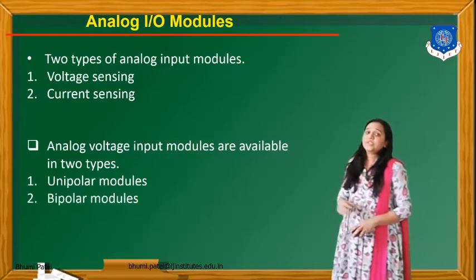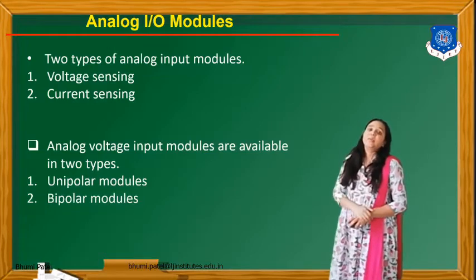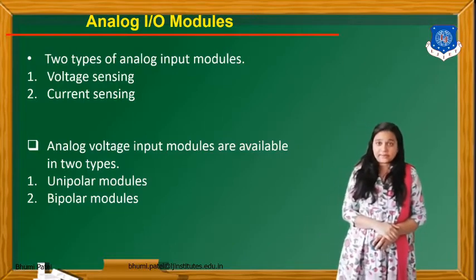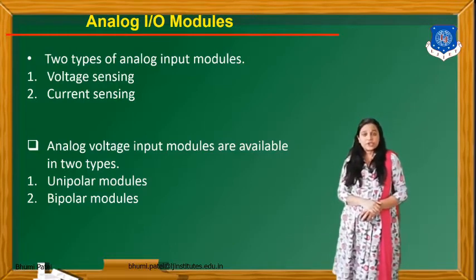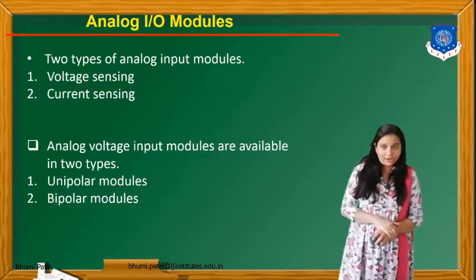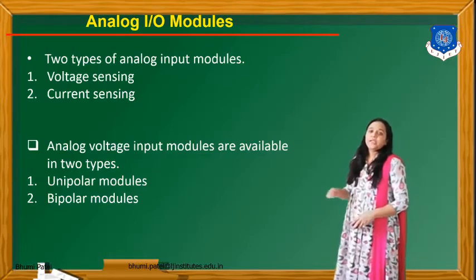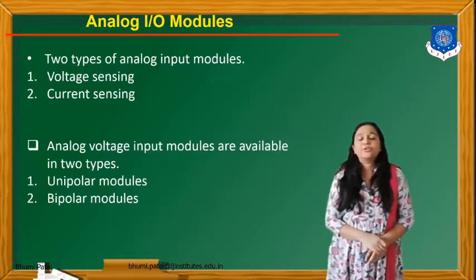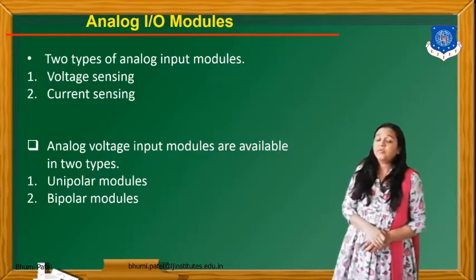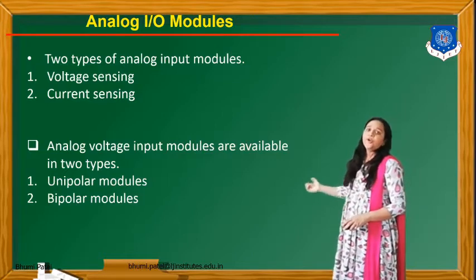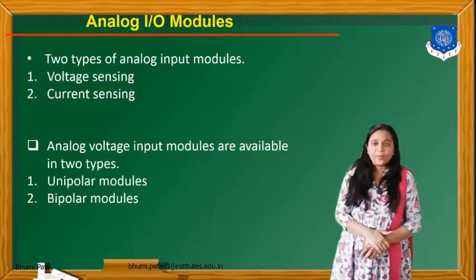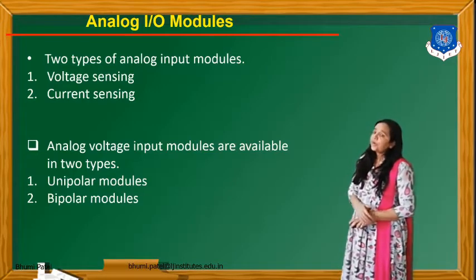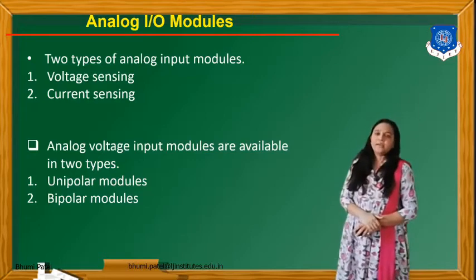Now the next module is the bipolar module. In bipolar modules, the input connection is in two directions. If we apply plus or minus 5 volt to the system, then we connect the analog input module in the bipolar direction. So depending upon the system, we have two options: unipolar and bipolar modules. And depending upon the input sensing, we have two types: voltage sensing and current sensing.